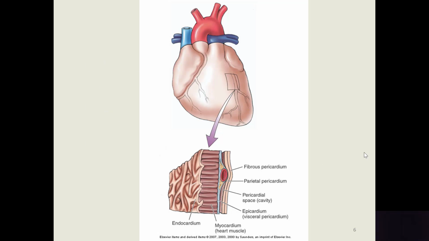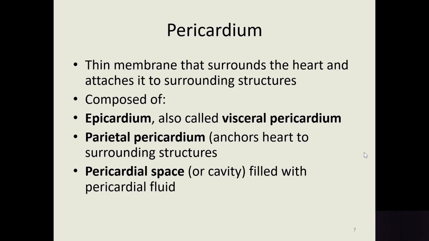So here's a picture. We're going to talk about the pericardium in just a second, but here's a picture of how all these layers are connected to one another. So the endocardium, again, was the innermost layer. The myocardium was that thick muscular layer that contracts and works to push the blood through the heart. And then the epicardium is continuous with the pericardium.